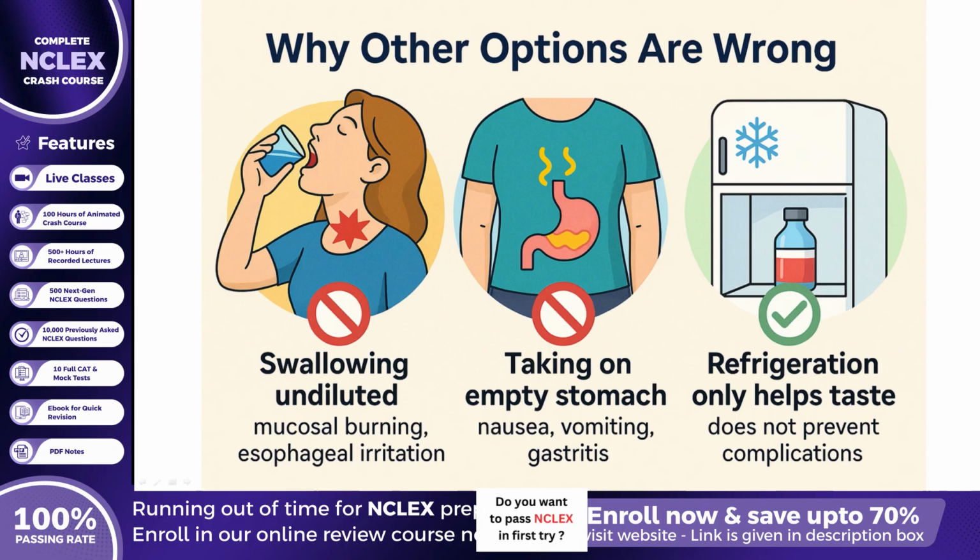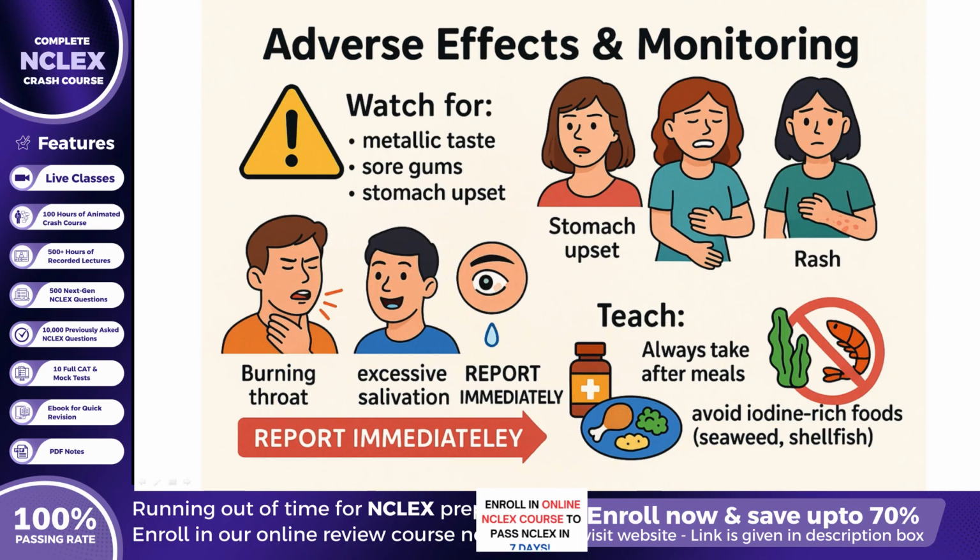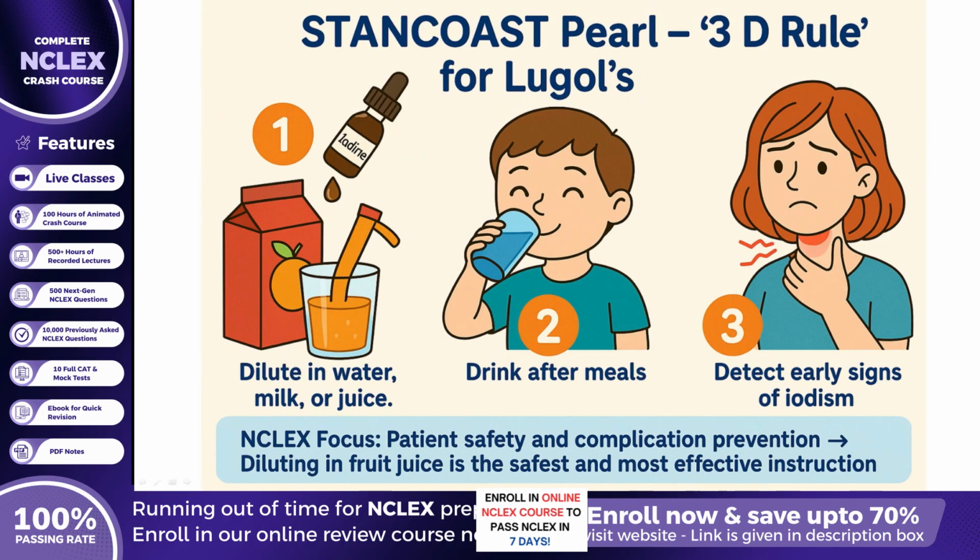From an NCLEX strategy standpoint, the test is designed to present distractors that sound reasonable, like swallowing quickly or chilling the solution. But the highest priority answer is always the one that improves safety, adherence, and therapeutic effect. Therefore, dilution is the correct teaching. Pearl: when it tastes metallic and burns the gums, hide it in juice and spare the tongue.